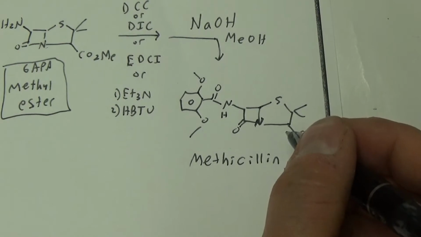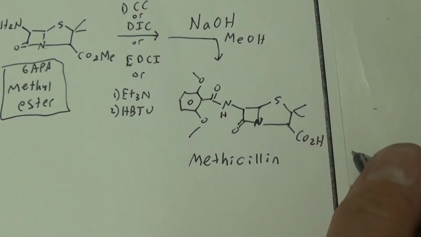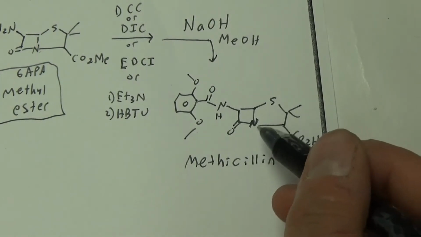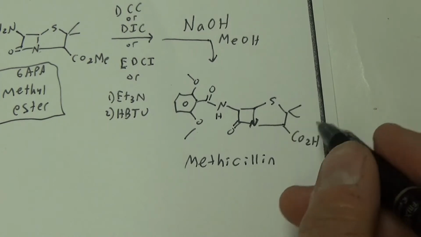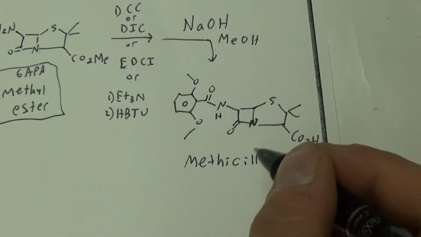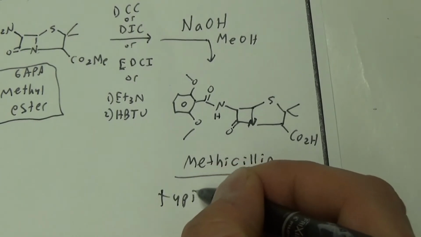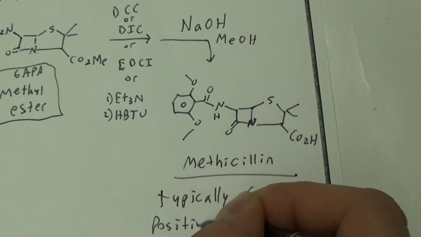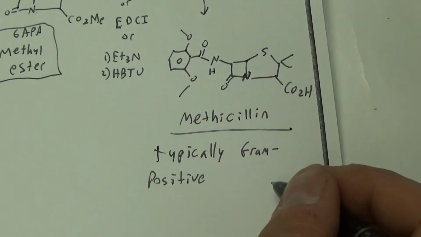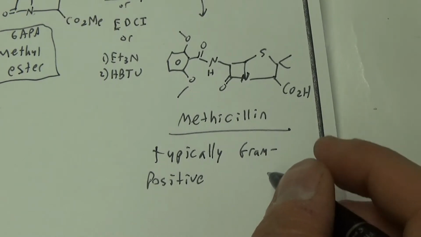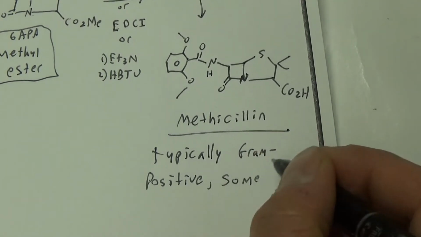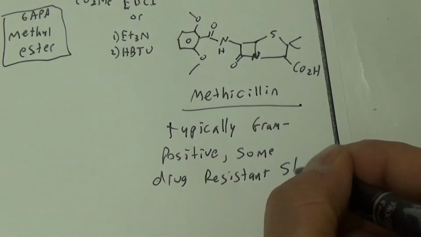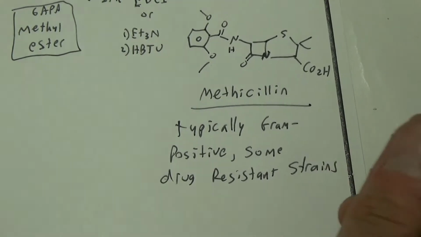Is this used usually for gram-positive or gram-negative? Well, the penicillin derivatives, which have the 5-member ring here, are typically gram-positive. So, typically gram-positive bacteria, and some drug-resistant strains of bacteria are also treated with methicillin. Okay, cool.